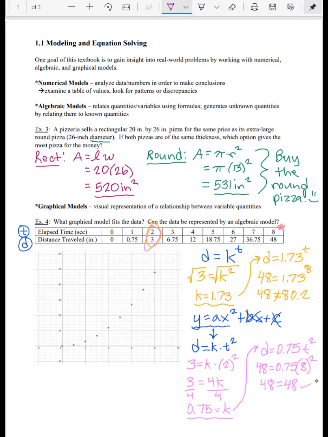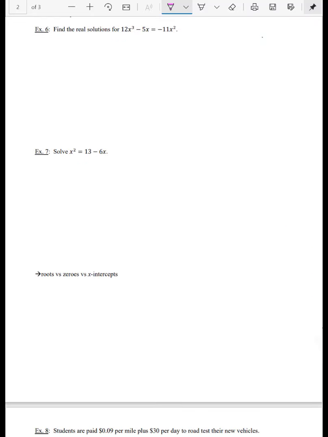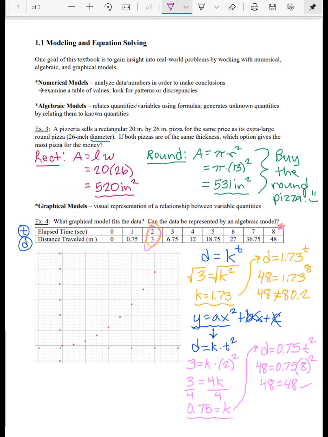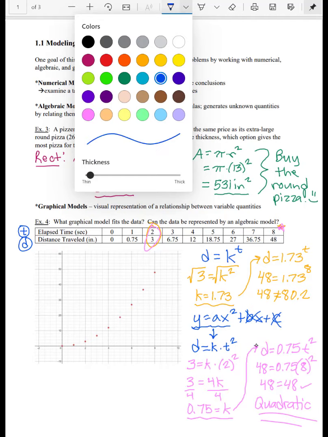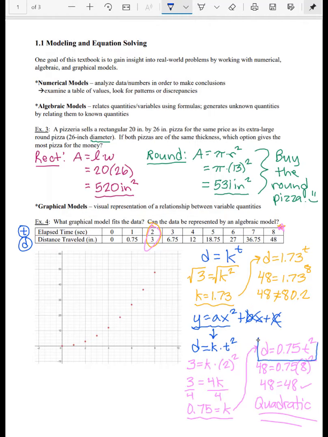So that looks good. You would want to probably check the rest, or at least the majority of the rest of your data values, but you would see that the algebraic model will generate this graphical model, this data set. So it is indeed a quadratic function, and I'll emphasize, this is our quadratic model, our algebraic model.